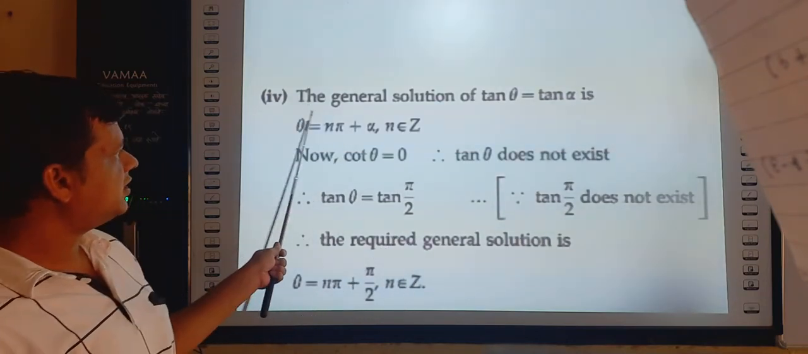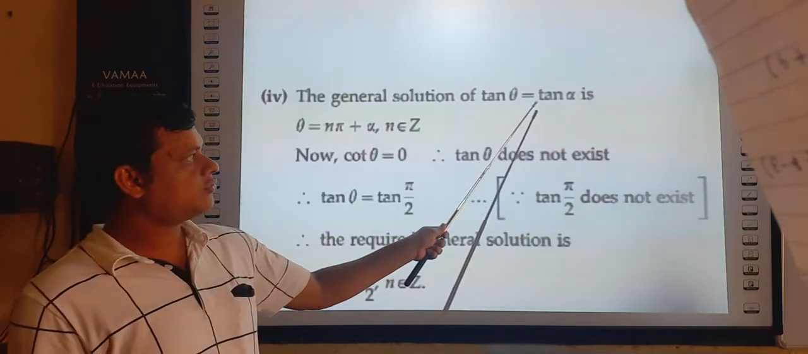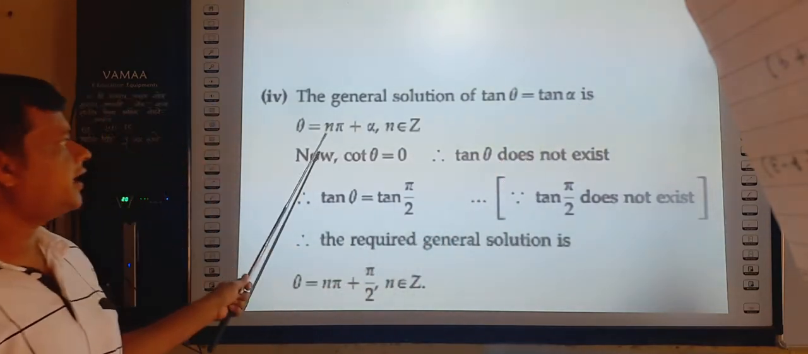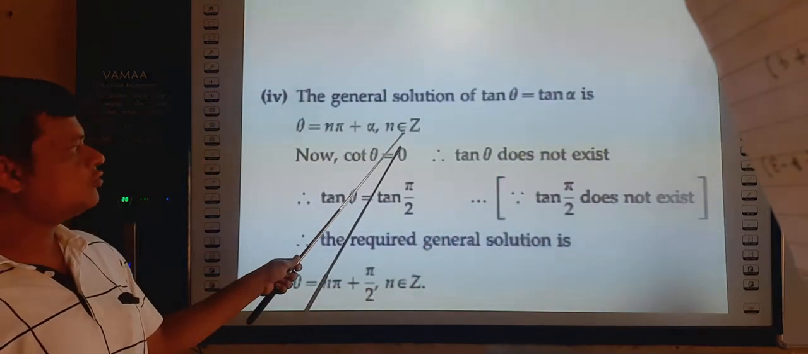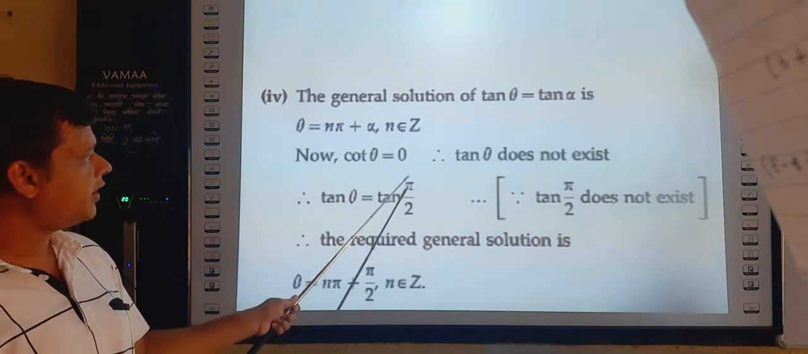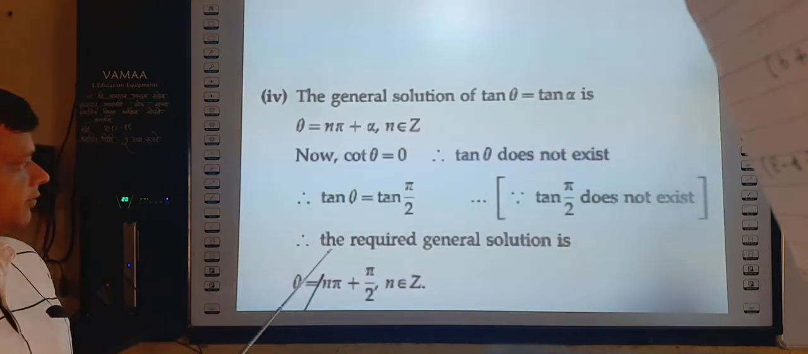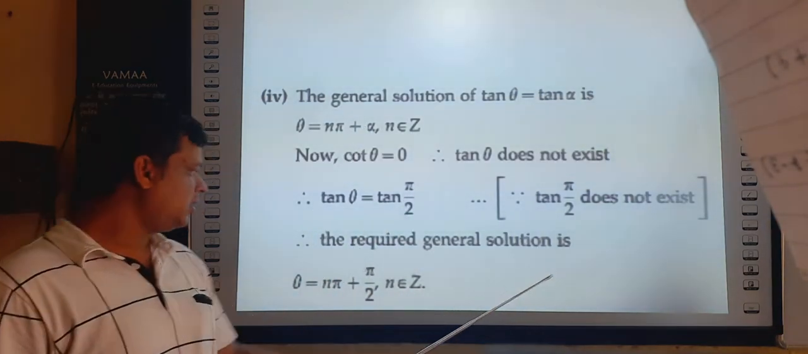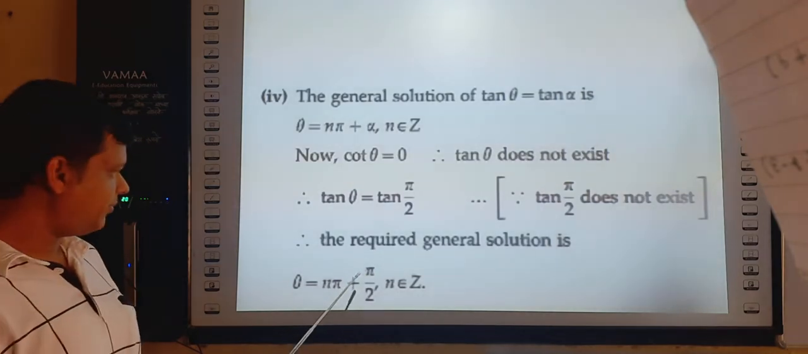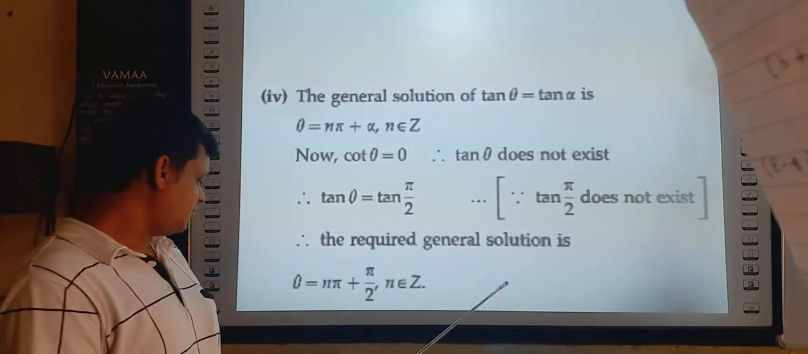So we write here the general solution of tan theta equals tan alpha is theta equals n pi plus alpha, n belongs to Z. So in place of alpha we have to write pi by 2. Therefore the general required solution is theta equals n pi plus pi by 2, n belongs to Z.